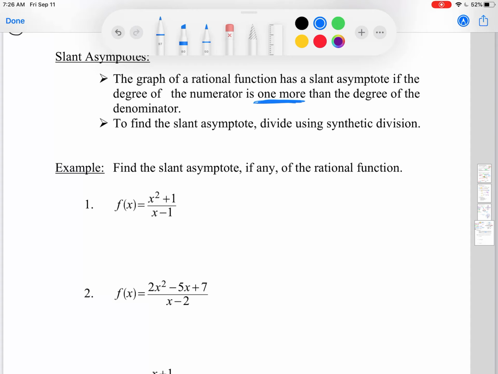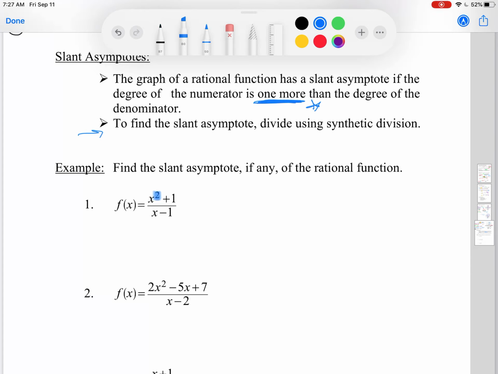So to find the slant asymptote, we have to divide by synthetic division. So we're using what we learned last class to find slant asymptotes. But before we do synthetic division, we have to make sure that this rule applies. Otherwise, we're just going to waste our time.